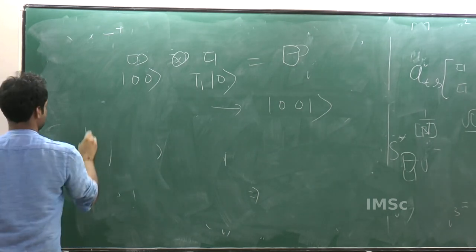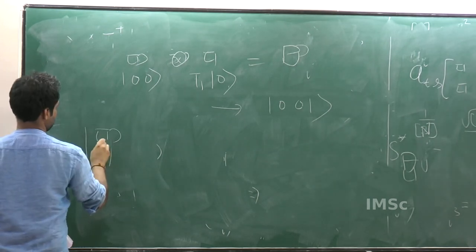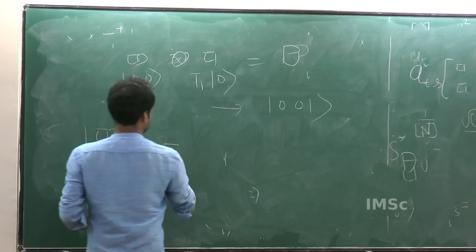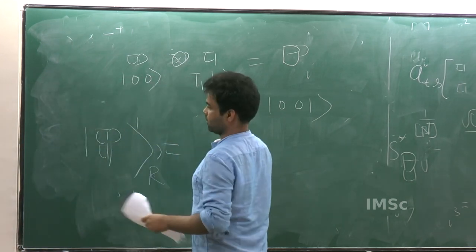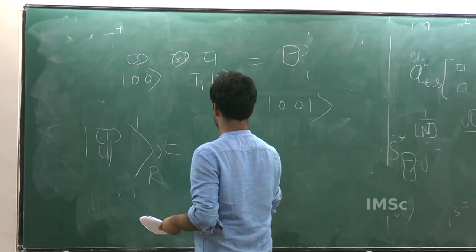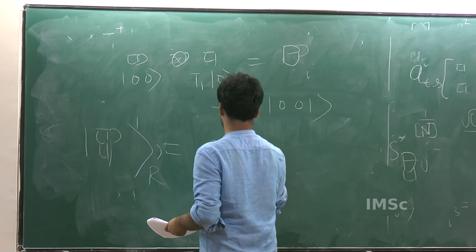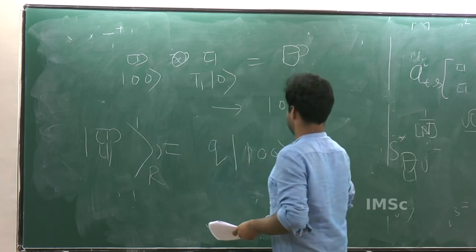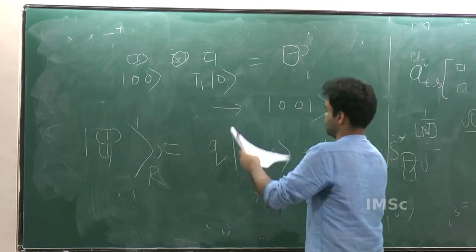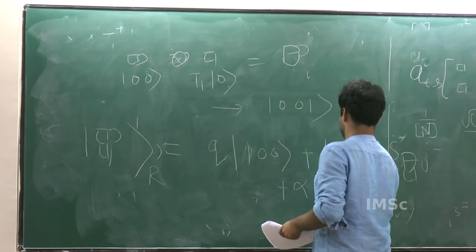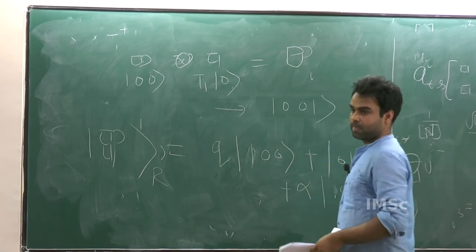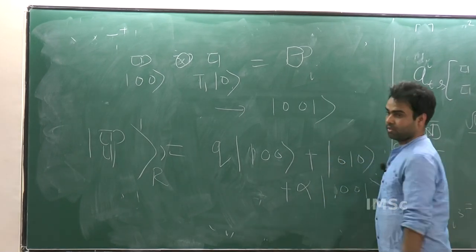So the actual state of this, it's that state, Q times 1, 0, 0 plus 0, 1, 0 plus alpha times this state. Now we have to figure out what is alpha.